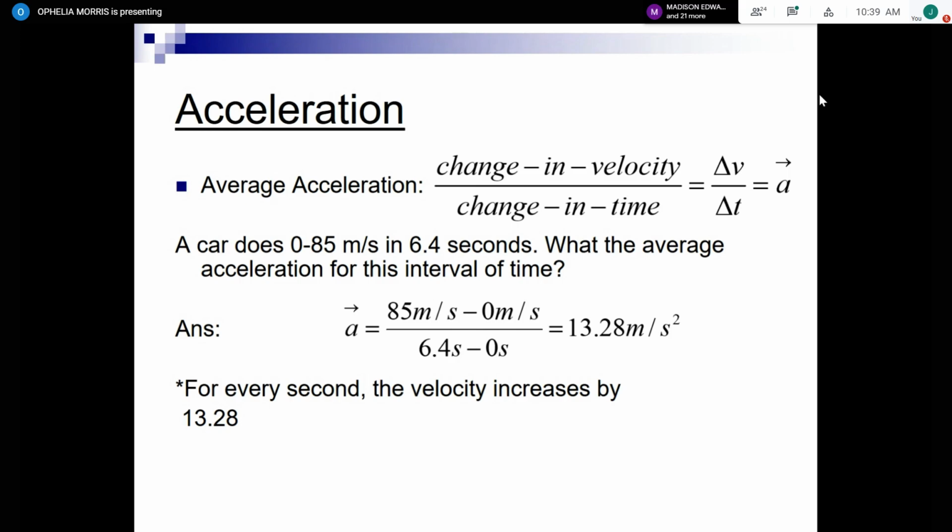I can start explaining it? Yes. Okay, all right, guys. So again, we're going to start off with the question first. It says a car does 0.8 meters per second in 6.4 seconds. What's the average acceleration for this interval of time? How do we know that it's acceleration? Well, this question specifies that we want acceleration. Based on the formula above, acceleration is change in velocity over change in time: delta V over delta T is equal to A. And you see that little arrow over A tells me that it's a vector.